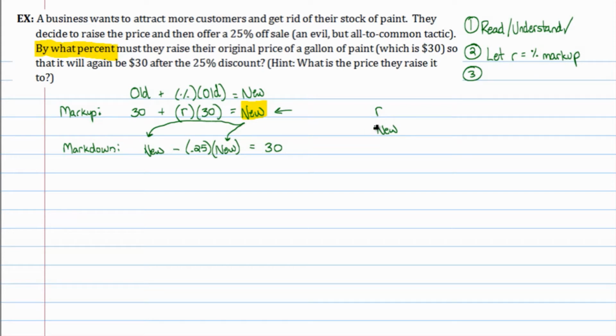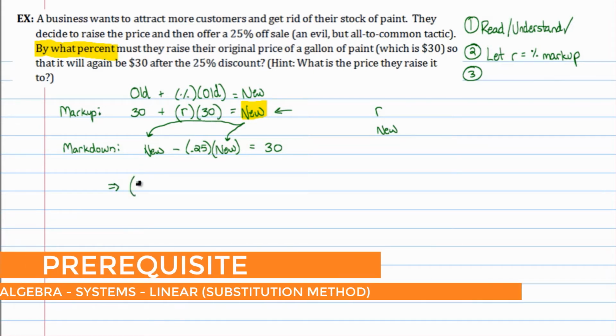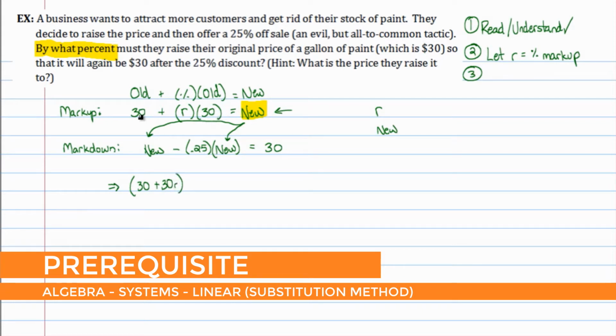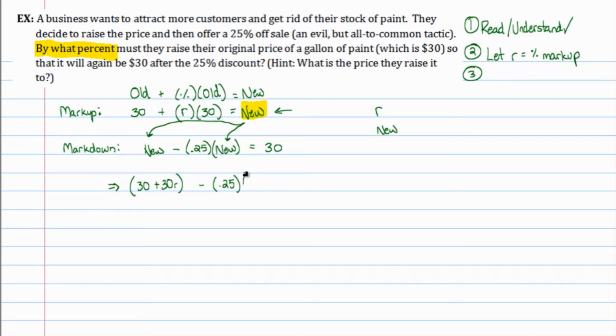New is okay as a variable. That's fine. It's a picture, isn't it? So instead of writing the word new there, we'll replace it with this picture, 30 plus 30r, right? Isn't new the same as 30 plus 30r? From that, we're going to lose 25% of new, which is 30 plus 30r, and that will equal 30. I'm just stealing this equation right here and inserting, instead of the words new, the expression, this is the left-hand side of this equation.